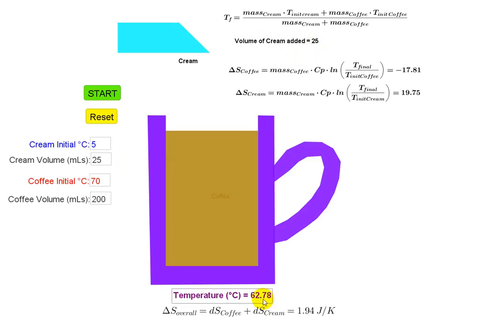And our final temperature is 62.78. Of course, that's in degrees C. Something the widget does for us is to subtract. I think we had 335 point something before. And so this subtracts off 273 and shows it to us. And it shows us our delta S overall as 1.94 joules per K.